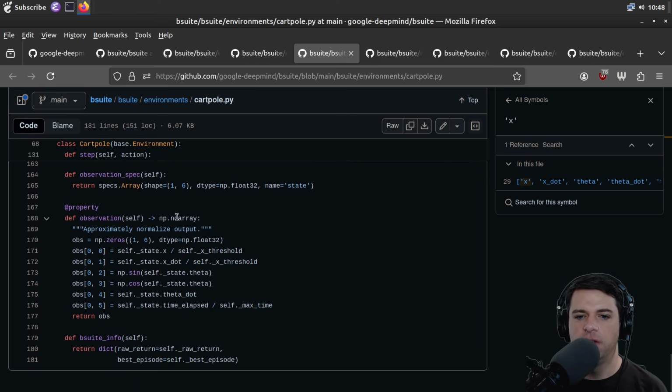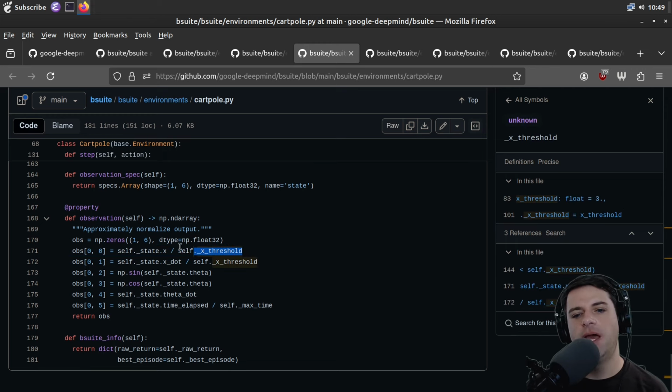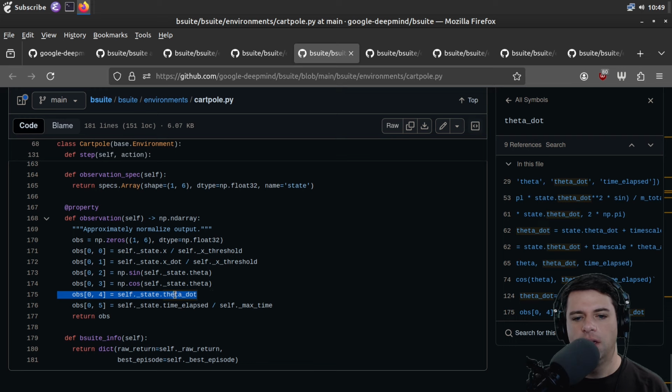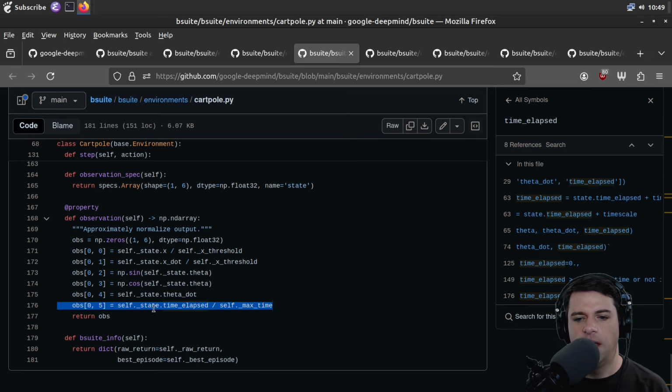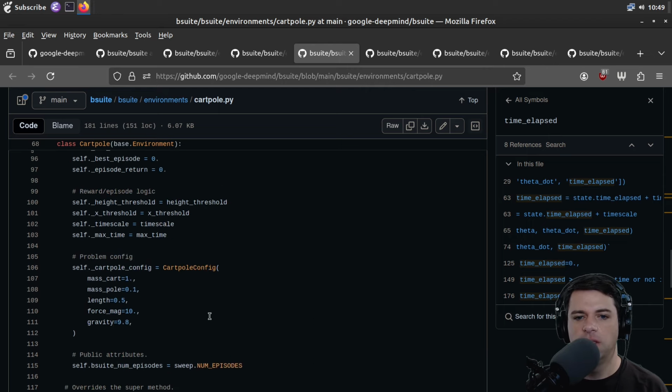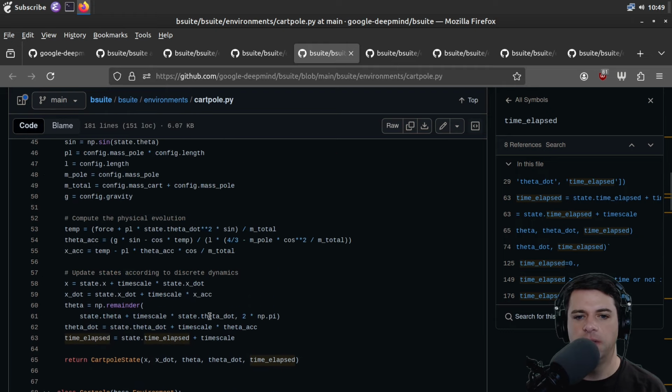And then this observation function will produce a NumPy array that starts with all zeros. I guess this is where the 6 comes in. And the state variables are x, the ratio between x and the threshold, similarly the ratio of x dot over the threshold, the sine of theta, the cosine of theta. I'm not sure why you need both. The theta dot and the time elapsed over the max time, the fraction of the max time. Okay, so most of that is, I think, understandable.